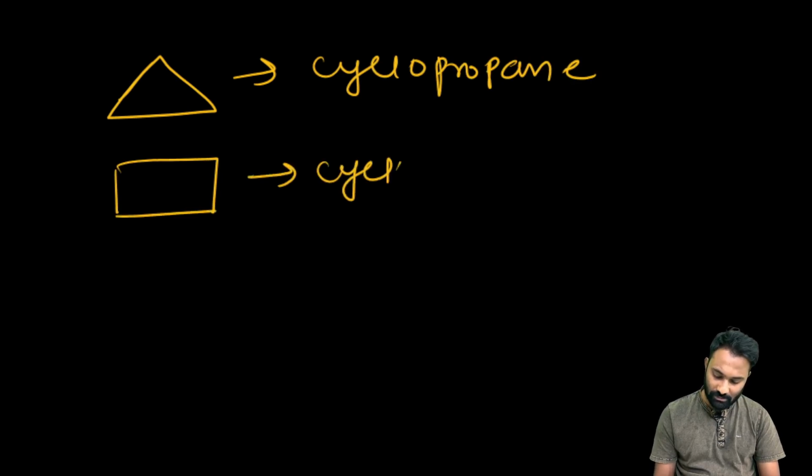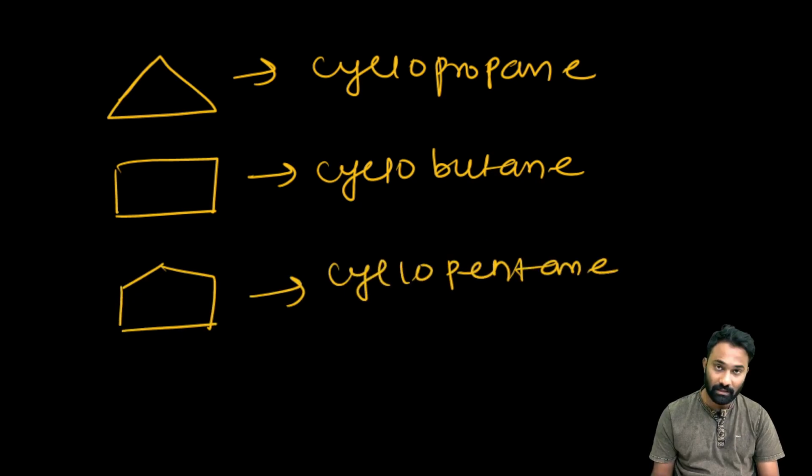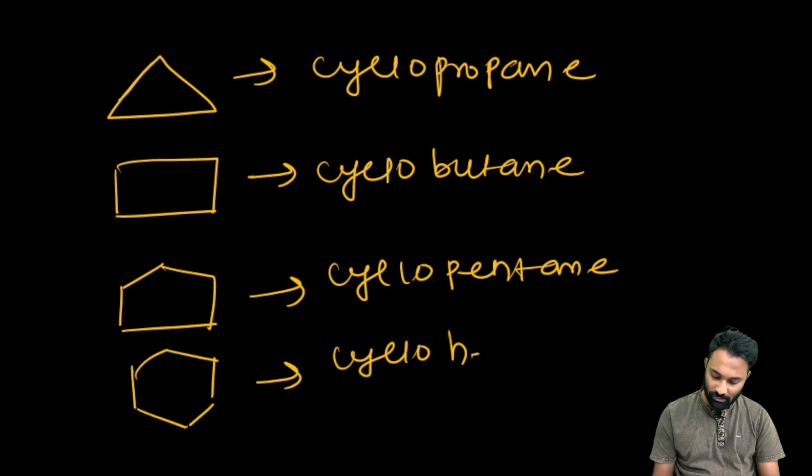Now if 4-member carbons are given, this is cyclobutane. Done. Now if 5-member carbons are given, this is which one? Cyclopentane. Done. Now if 6-member carbons are given, this is cyclohexane. Same again, this formula only.